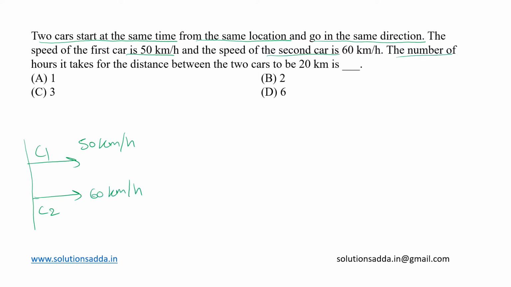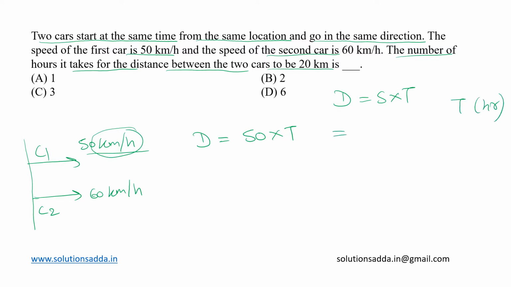Now they are saying the number of hours it takes for the distance between the 2 cars to be 20 km will be. So we know that the formula for distance is speed into time. Hence for car 1, the distance covered with respect to time will be its speed, that is 50 into time. The unit of speed given over here is kilometer per hour. Hence we take the unit of time t to be in hours, so that the distance covered will be in kilometers. Similarly for the car C2, the distance covered will be 60 into t kilometers. We want the distance between them to be reduced to 20 kilometers. Definitely car 2 will be ahead of car 1 since its speed is higher.